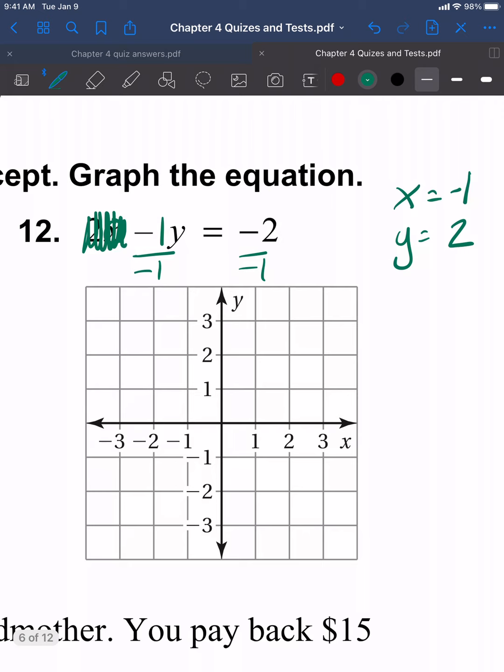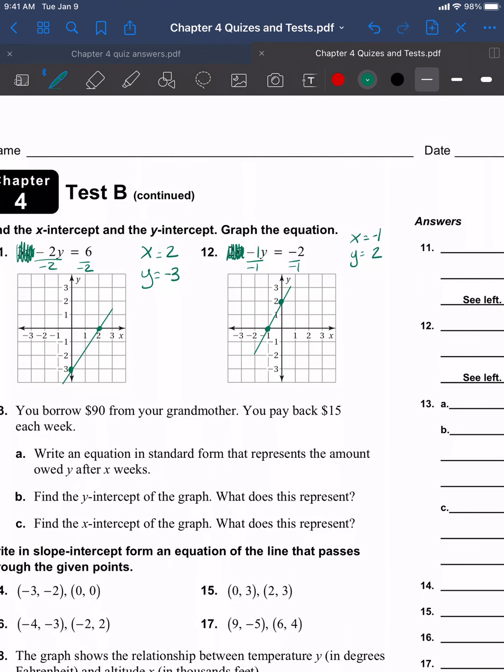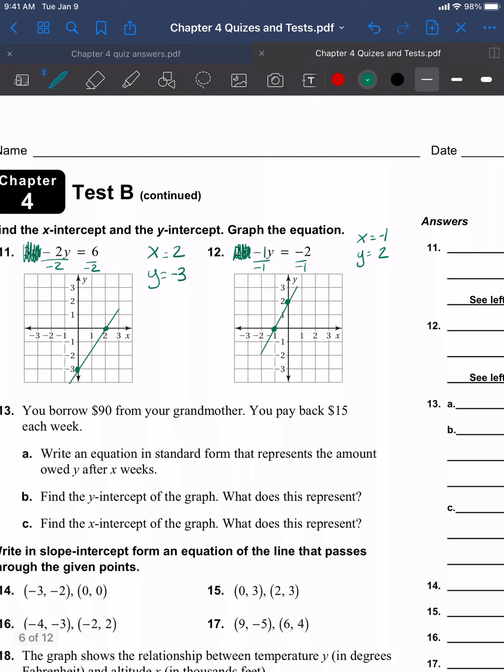Go to the x, go back 1. Go to the y, go up 2. And whoop, there we go. How do you guys feel about 11 and 12? Feel okay about those? Standard form? Okay. 13.